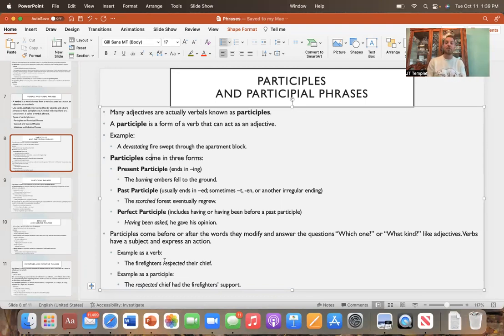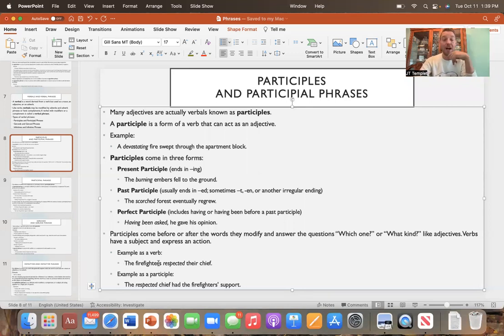Participles come before or after the words they modify and answer the question, which one or what kind, aka adjectives, right? Their verbs function as adjectives. However, verbs, unlike adjectives, have a subject and express an action. So let's look at the same word used as a verb and then used as a participle.